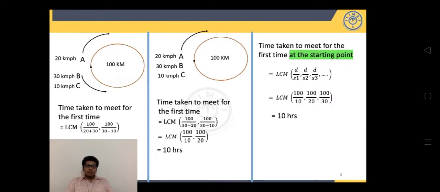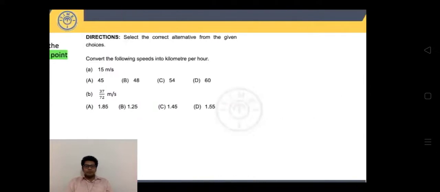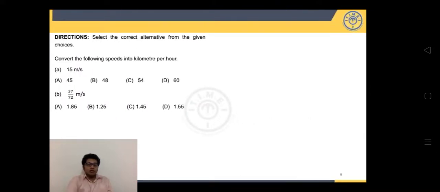Okay, shall we move on to the next part? Now let's get into the questions. We have the very first question. You have the handout in front. Here you have to convert the following speeds into kilometers per hour. You know what the conversion formula is? Meters per second to kilometers per hour.